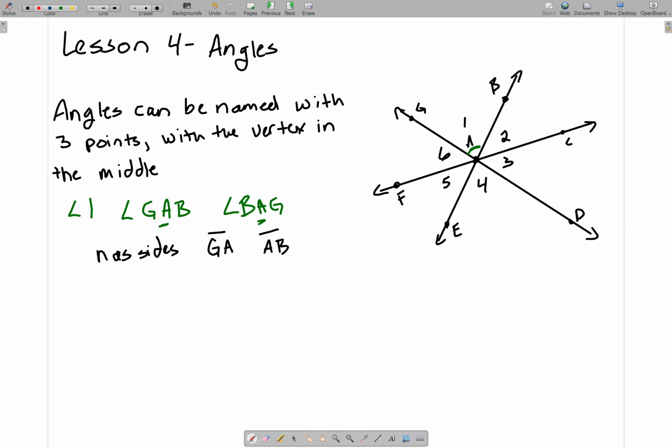So for example, if I were to switch this up and let's look at angle 4 down here, can you think of 3 different ways that you can write angle 4? Pause the video and just give it a try.